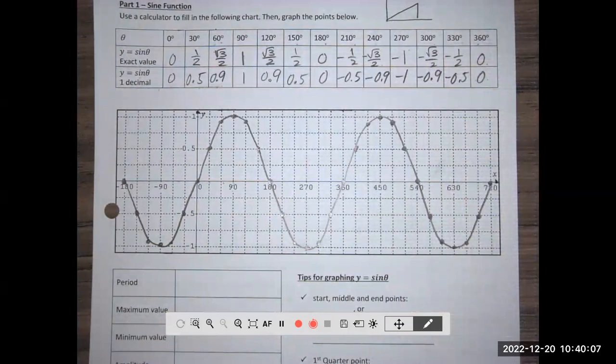Really try and round out the values so it doesn't look like zigzags. We don't want to have any points. We want a nice smooth curve. And because we know this is continuous, you can also draw arrows on the ends of your curve to show that it's continuous.